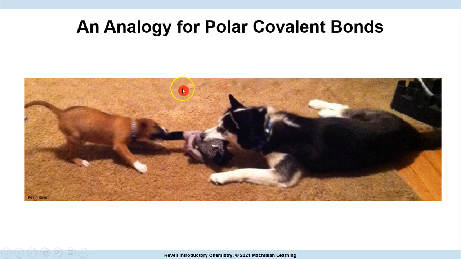So let's look at the analogy here for the polar covalent bonds. We see two dogs here. This is a bigger dog and this is a smaller dog. And the two dogs are pulling a rope. The bigger dog has more ability to retain the rope, and if they are pulled apart, the rope will stay with the bigger dog. That is the same thing as for hydrogen fluoride. You see the fluorine is more electronegative and it will have the bonding electrons to itself.